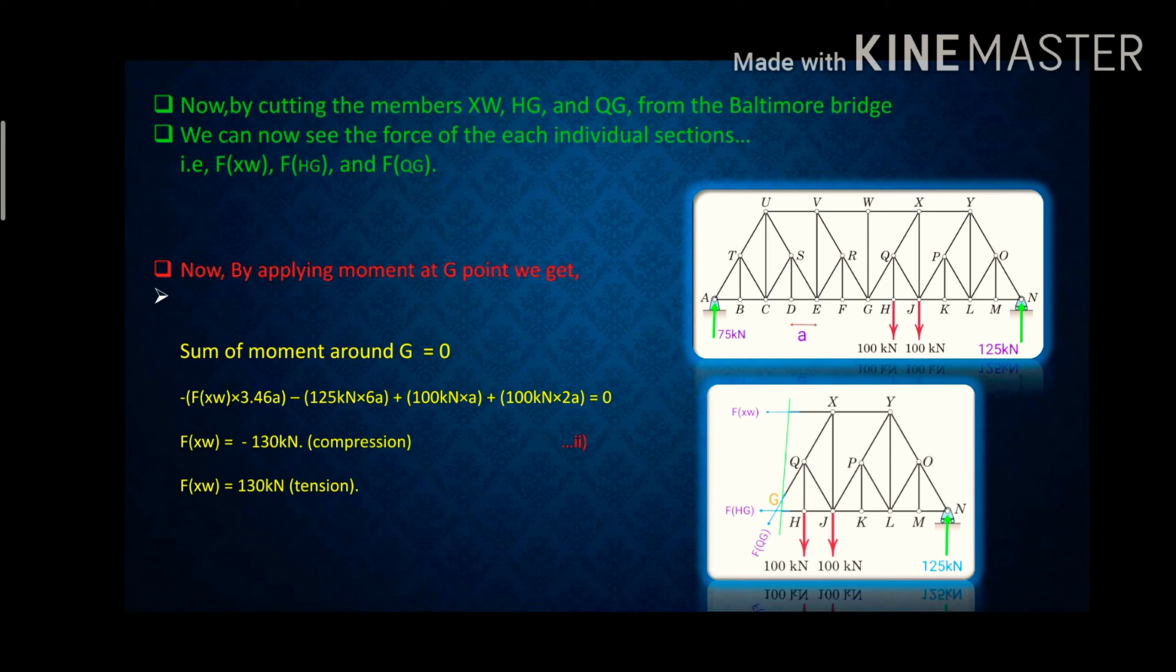And as we know that force F of HG and F of QG will not participate in this moment around G, the equation includes only the force F of XW, 200 kilonewton and 125 kilonewton. From there we get the value of force F of XW to be minus 130 kilonewton compression or 130 kilonewton tension. Now let's move on to the next slide.